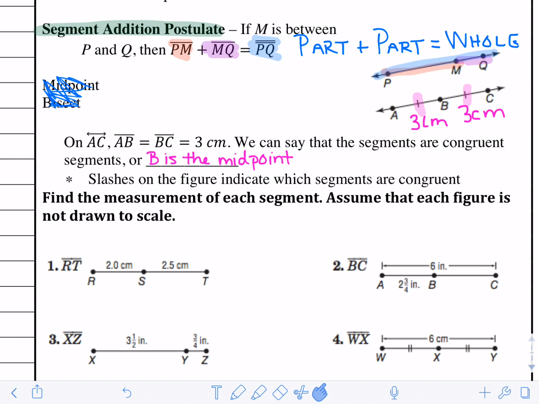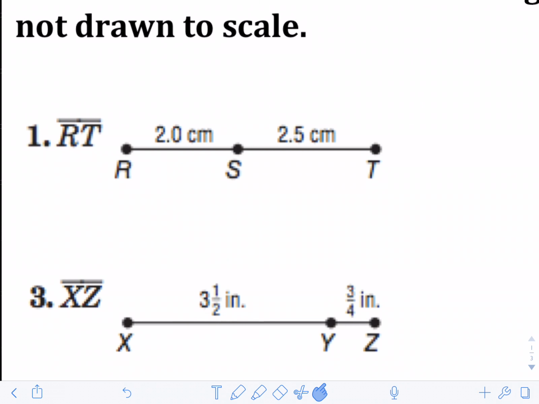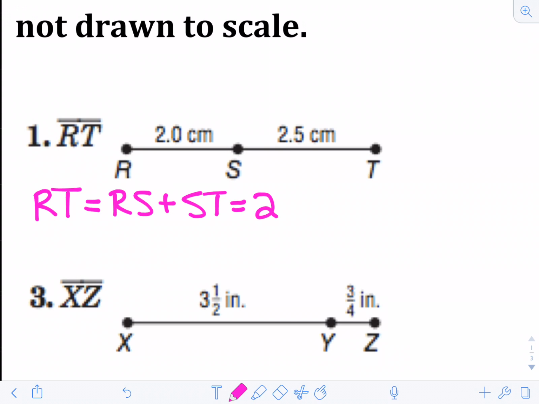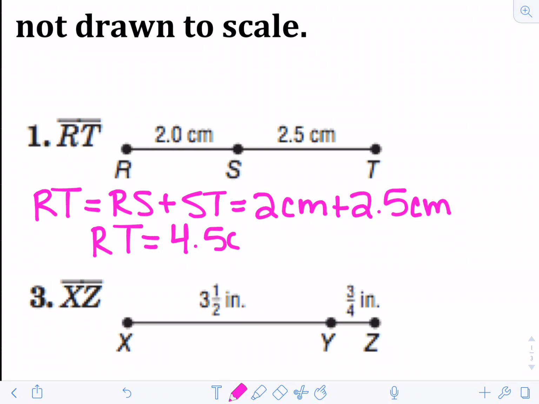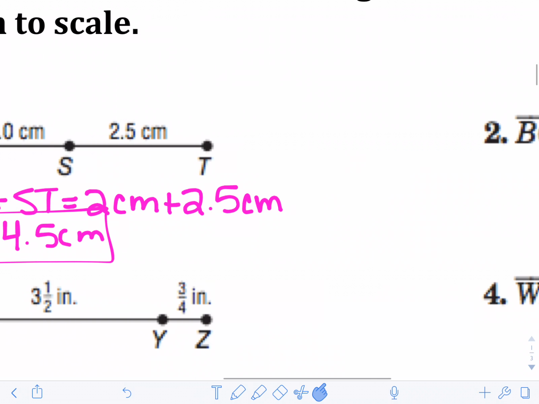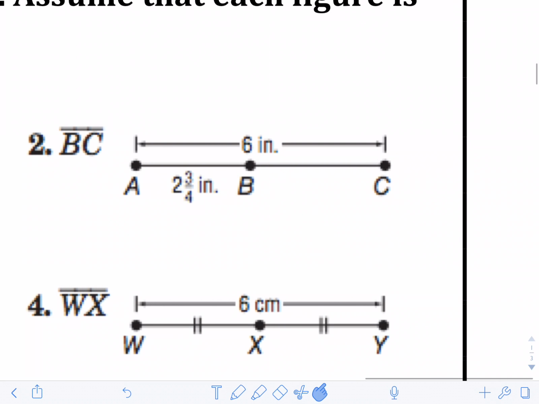Okay, so we're going to do a couple examples. It says find the measurement of each segment. Assume that each figure is not drawn to scale. Okay, so here for the first one, RT is equal to RS plus ST. So that's equal to 2 centimeters plus 2.5 centimeters, and that's equal to, I forgot centimeters. And so when you add that up, you can conclude that RT is equal to 4.5 centimeters. Just don't forget the units. And again, you can always pause, rewind this if I go too fast.